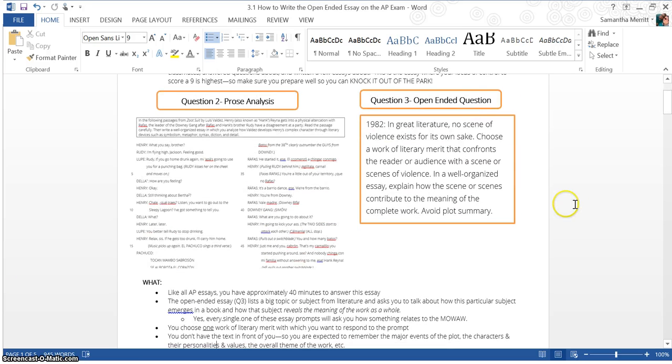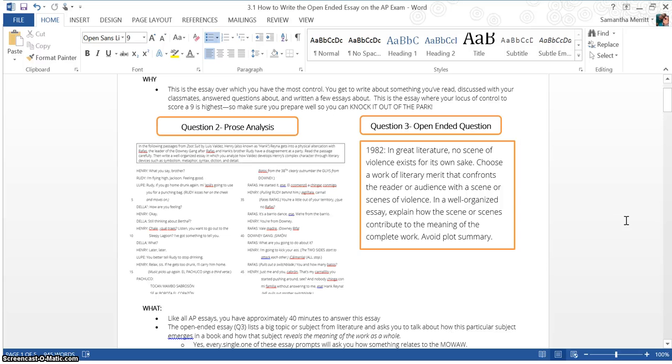Let's look at some examples here. So over here on the left-hand side, we have question 2. This is the one that we wrote like a week ago. And as you can see for question 2, you have a prompt, and then you have a passage that you have to analyze, and then of course write the essay and do all of that in 40 minutes. As you know, that's a really tough thing to do, and it takes a lot of work.